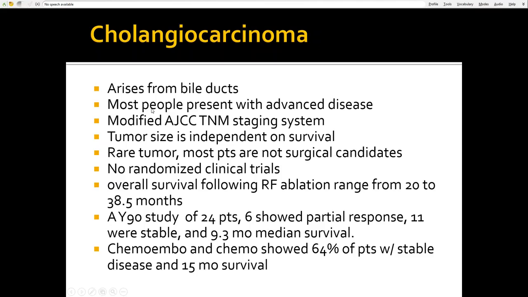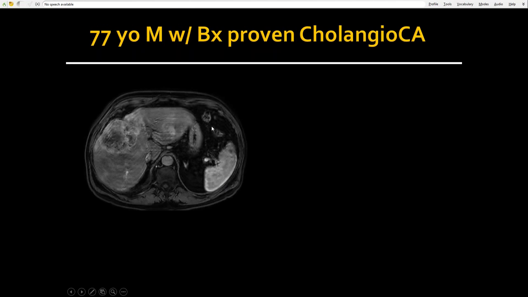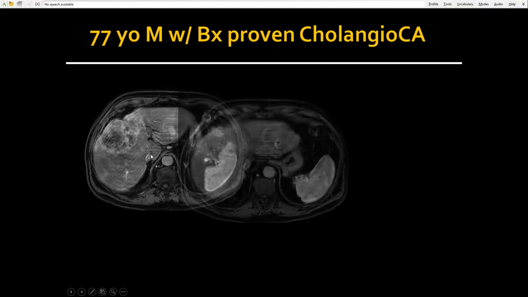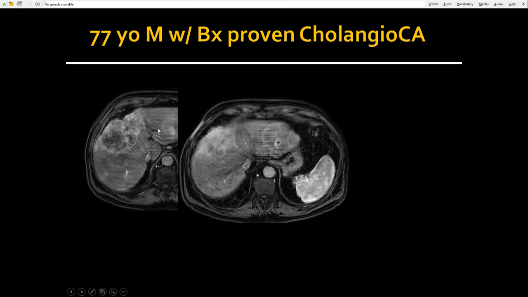So cholangiocarcinoma, another, it's not a common tumor, but they do show up. It's kind of rare, again. You can use Y90, chemoembolization, whichever one is approved basically by the insurance. So here's a patient, like I said, I was hoping to treat this patient with Y90, but it wasn't approved by the insurance. So we went ahead and treated this patient with drug-eluting beads.